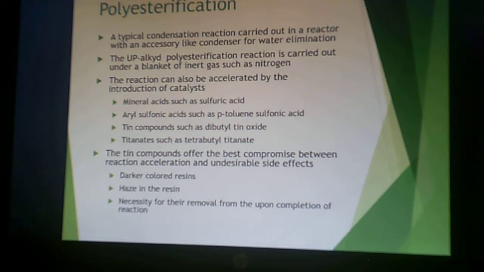The nice thing about unsaturated polyester resins is you can get good clarity, so you want to preserve that. And it's harder to get these acids out of the system at the end, so the tin compounds give you a better balance of that at the end for a catalyst. Once again, you can still do polyesterification without catalyst.